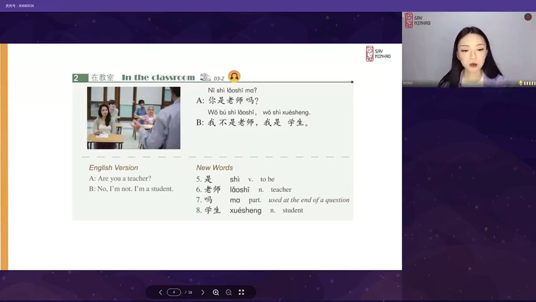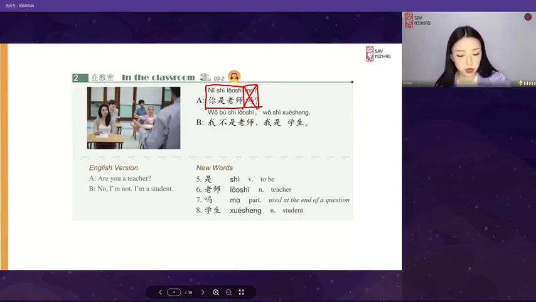I will read for you once, and please pay attention to the pronunciations. 你是老师吗？我不是老师，我是学生。Okay, let's see. One sentence at a time. First, 你是老师吗？First, let's get rid of this ma. Let's not focus on it. Let's focus on the former part.